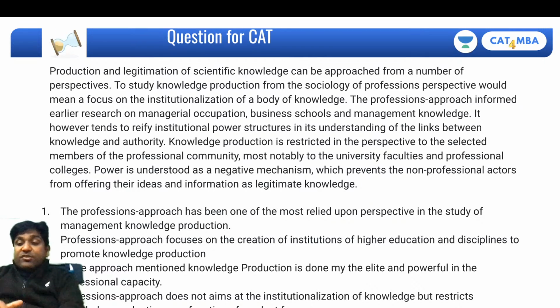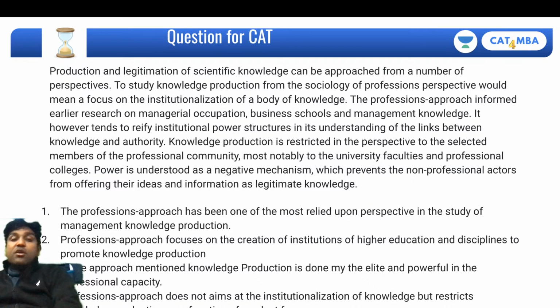So saying that the professions approach does not aim at institutionalization of knowledge, this option becomes completely incorrect, because what they mentioned in the second and third line is that knowledge production from the sociology of professions perspective would mean a focus on the institutionalization of a body of knowledge. So yes, the third option is right.